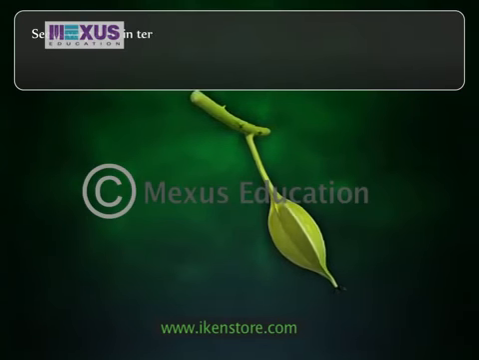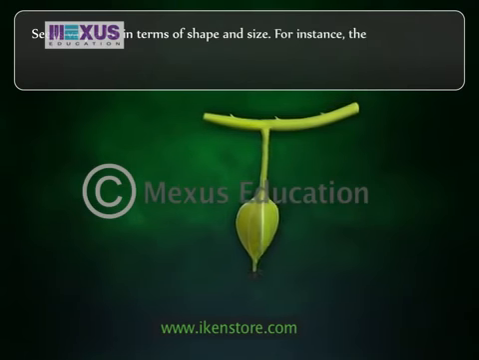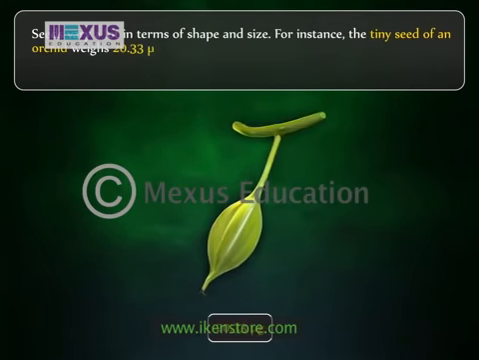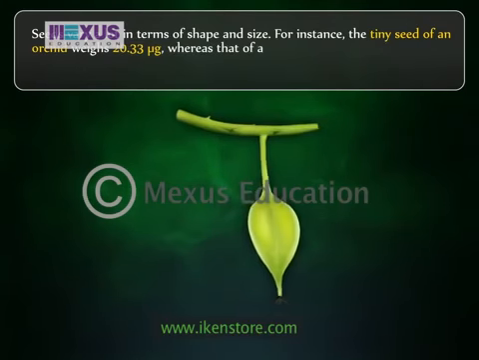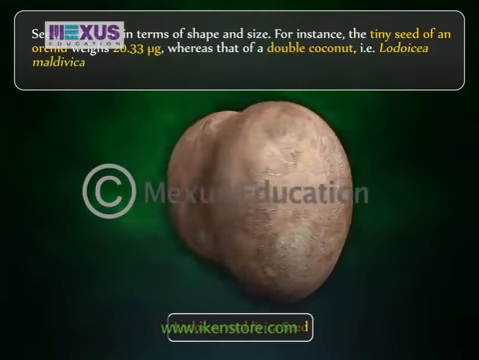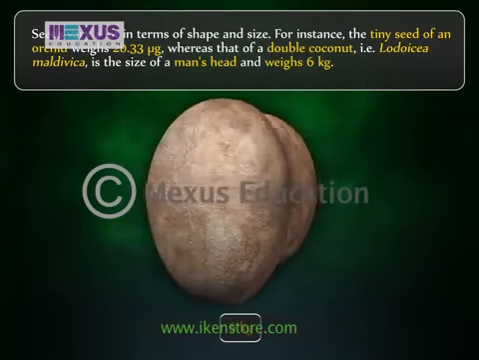Seeds vary a lot in terms of shape and size. For instance, the tiny seed of an orchid weighs 20.33 microgram, whereas that of a double coconut, that is, Lodoicea maldivica, is the size of a man's head and weighs 6 kilograms.